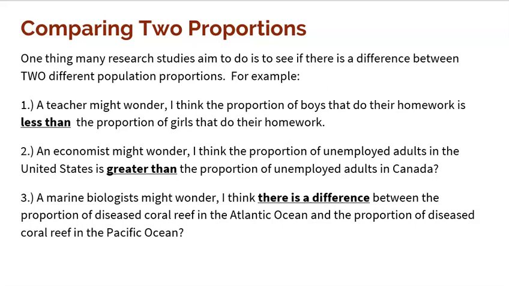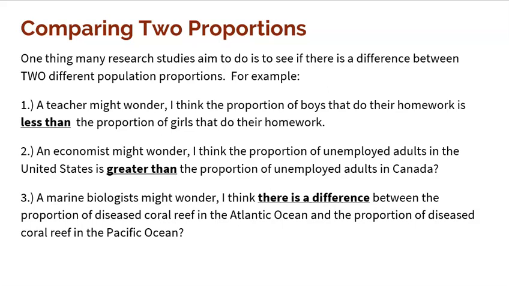An economist might wonder, hey, I think the proportion of unemployed adults in the United States is greater than the proportion of unemployed adults in Canada. So two different populations, United States and Canada, and we're looking at the proportion of unemployed adults, and the economist thinks it's greater for the United States.